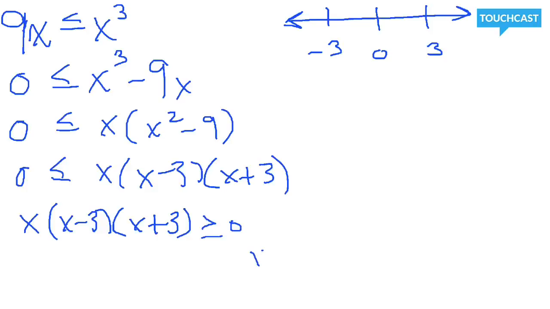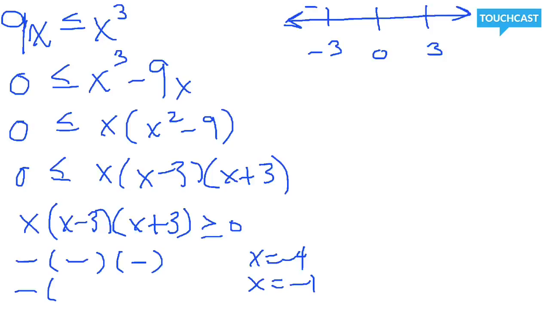So what might I try here? I might try x equals -4. If I let x equal -4, that's going to be a negative times a negative times another negative, and that result is going to be negative. If I let x equal something between -3 and 0, like -1, that's going to be a negative times a positive. If I multiply two negative numbers by a positive number, the result is positive. I can keep checking here.